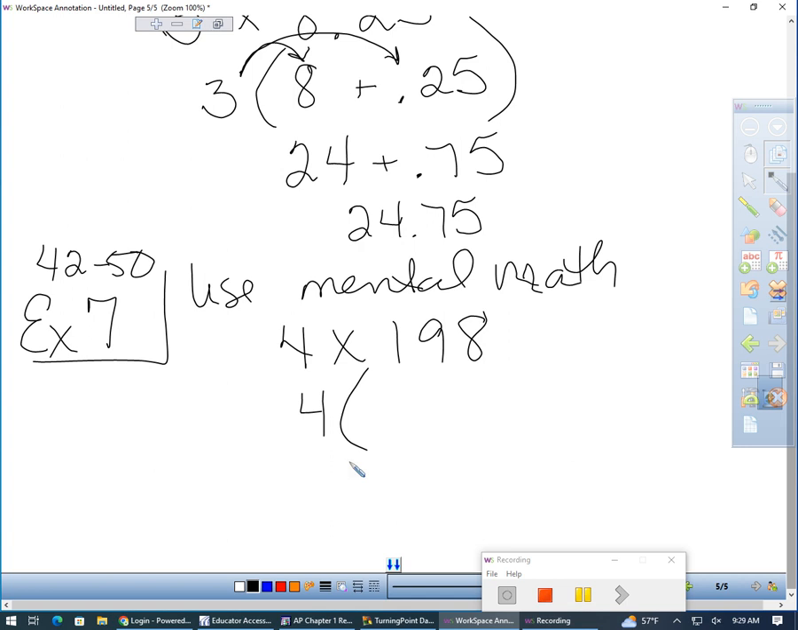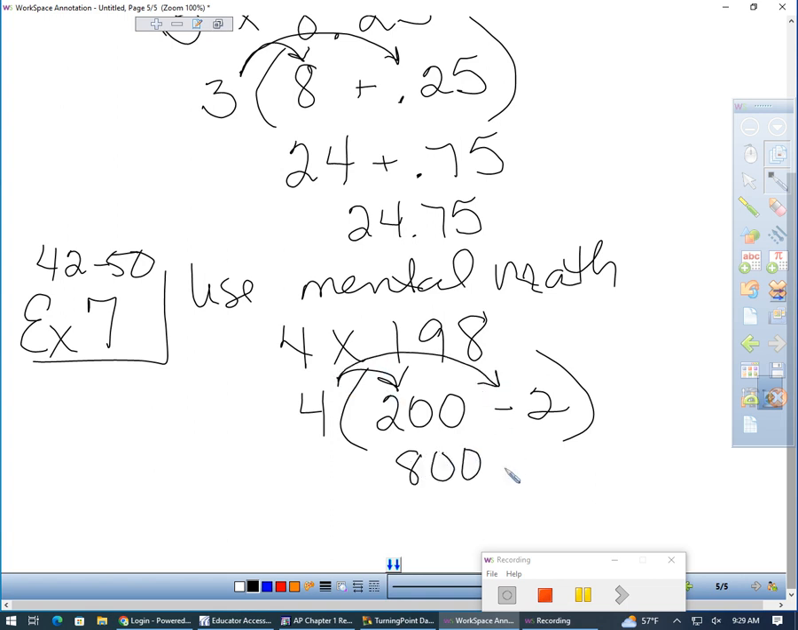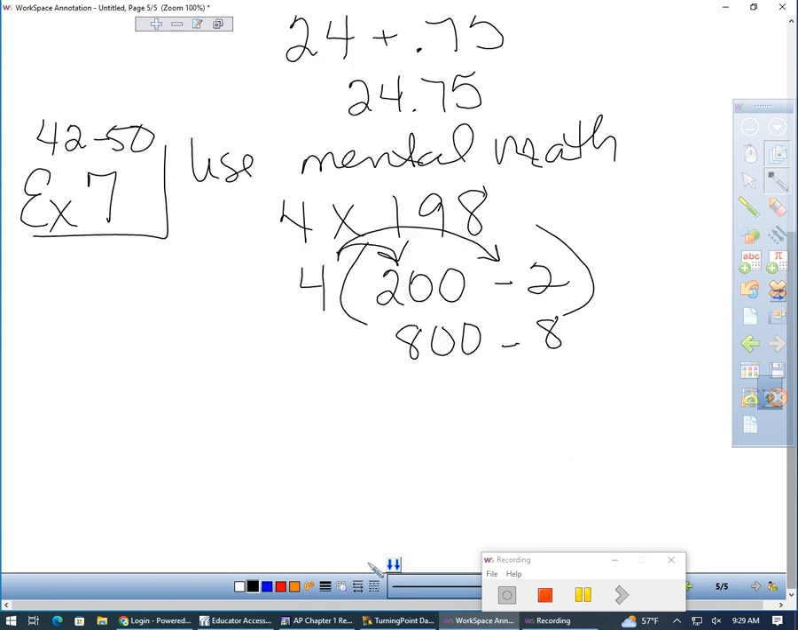Now 198 is really close to what number? 200. So I'm going to say 200 minus 2. Do you agree that's 198? Okay. Now we're going to do the distributive property. 4 times 200 is 800. And 4 times negative 2 is negative 8. So now what is 800 minus 8? 792. Exactly.